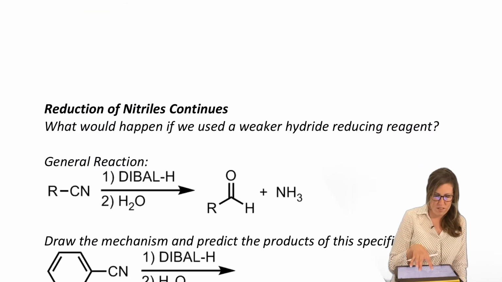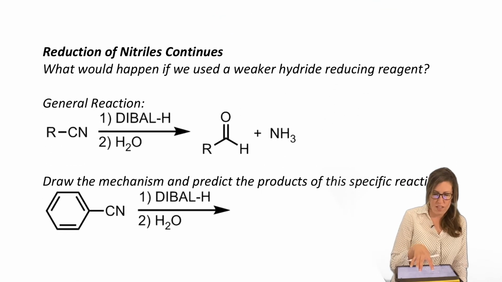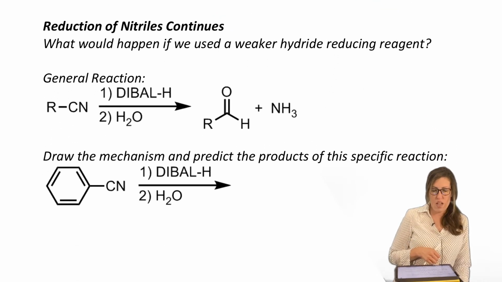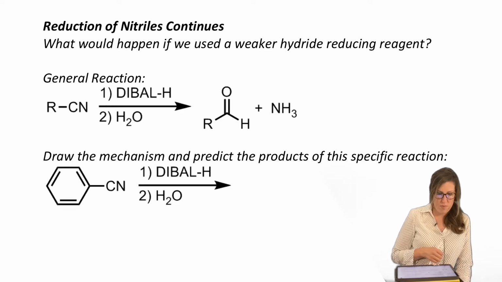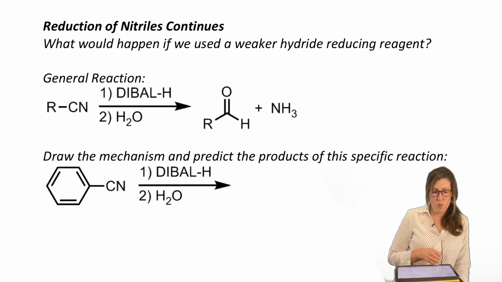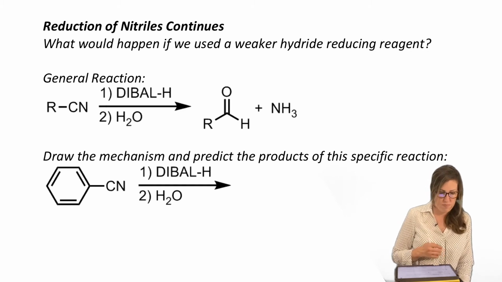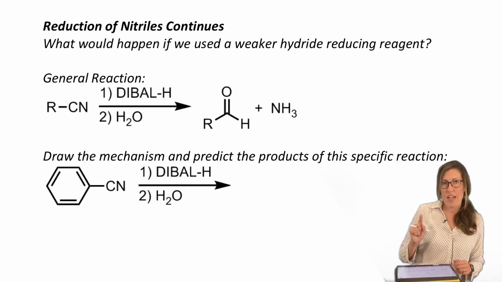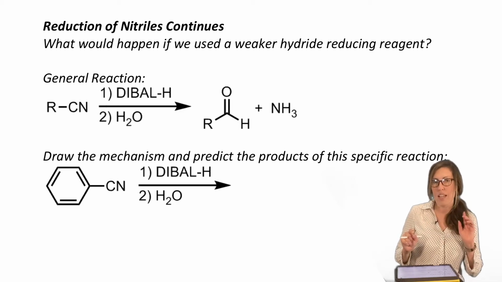Okay. We have another example. Weaker hydride reducing agent. What would happen? Notice that the dianion was very unstable. That's only because LAH is so reactive.